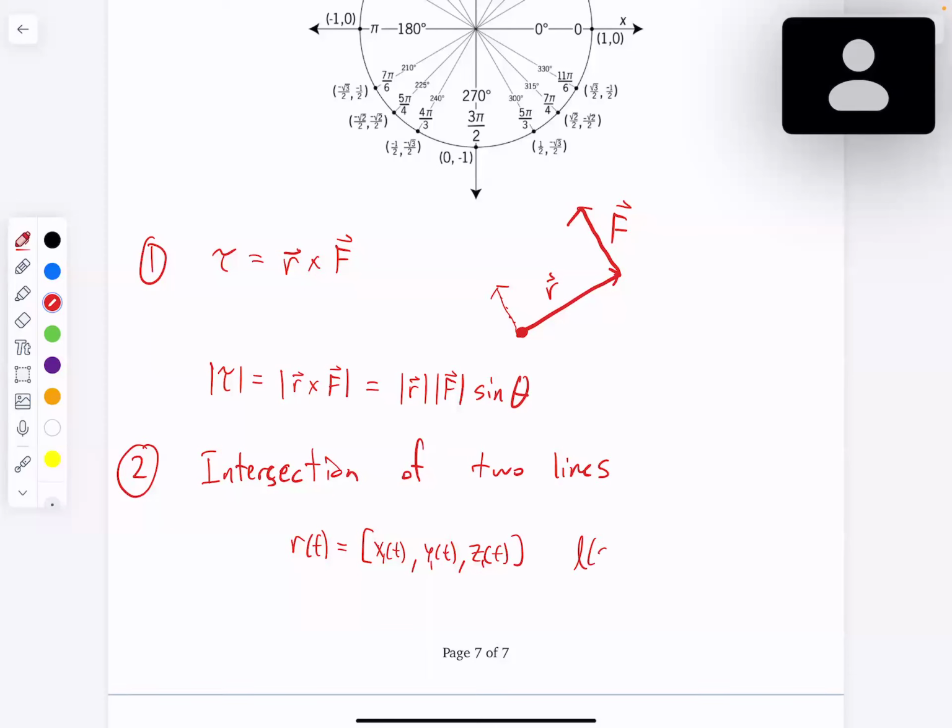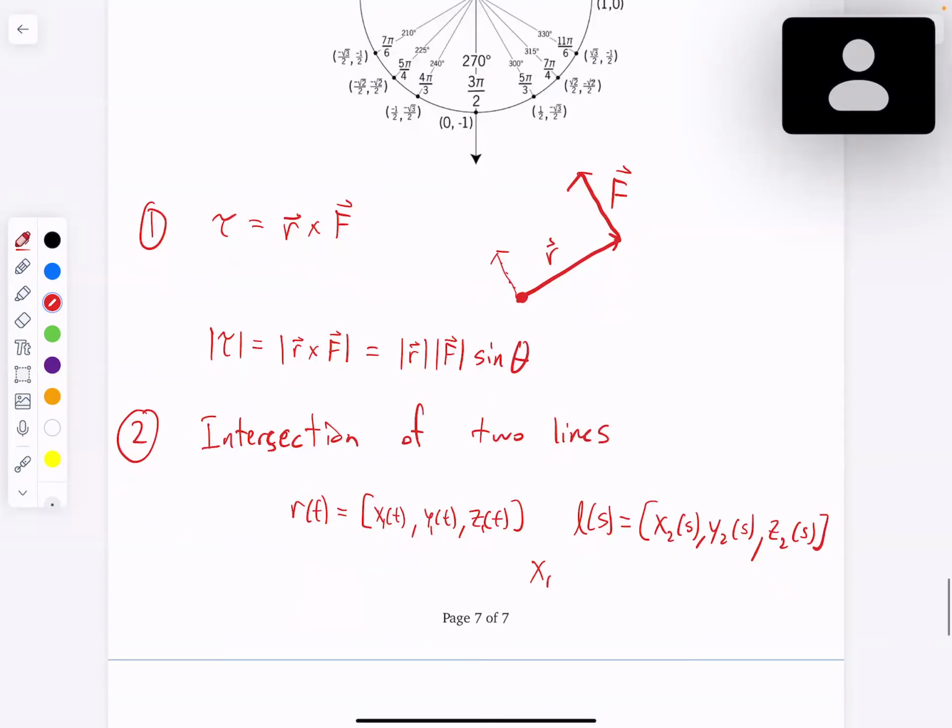And then L of s is a different line with x2 as a function of s, y2 as a function of s, and z2 as a function of s. Then for their intersection, you set those things equal to each other: x1 of t equals x2 of s, y1 of t equals y2 of s, and z1 of t equals z2 of s. And then you solve for t and s that satisfies that system, and then you can plug it into either one to get the point where they intersect.